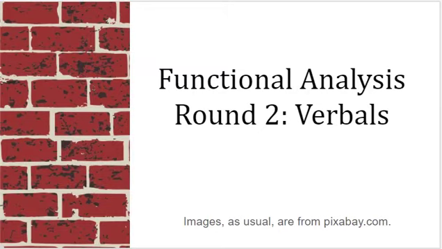in a sentence. Now, of course, being able to label things in and of itself does not make you a better reader or a better writer. But again, it does provide a common vocabulary and a base on which to build other grammatical stuff that does improve your writing. So, functional analysis, round 2, verbals.